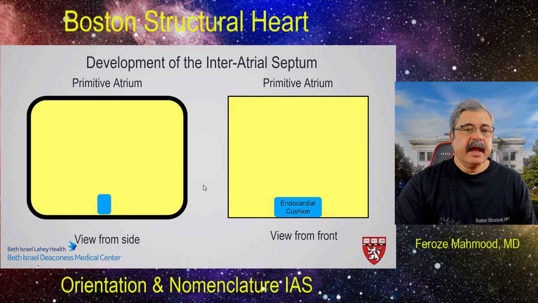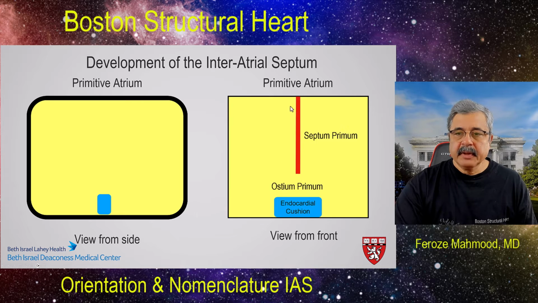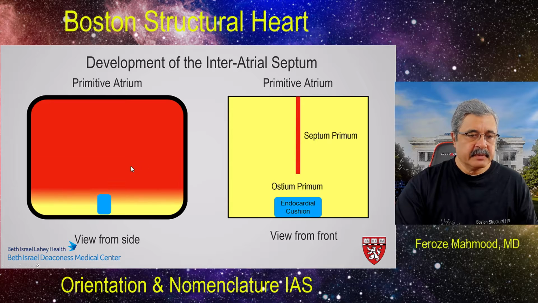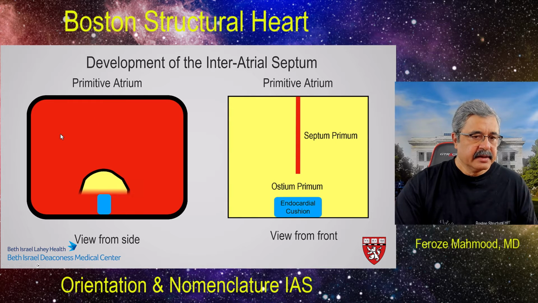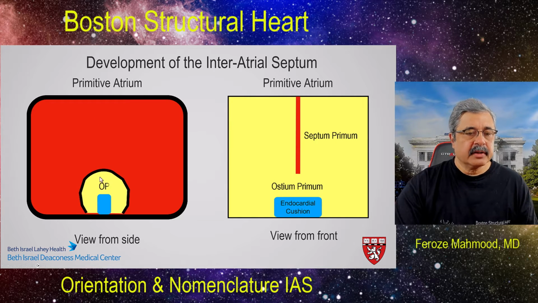Now, the first thing that happens is the formation of the septum primum that comes from the cephalad portion and travels towards the endocardial cushions, but stops short of the endocardial cushions. The hole or orifice that is present between the caudate end of the septum primum and the endocardial cushions is referred to as the ostium primum. This is how it looks from the side. This is the entire septum primum, this is the endocardial cushion, and this is the ostium primum.